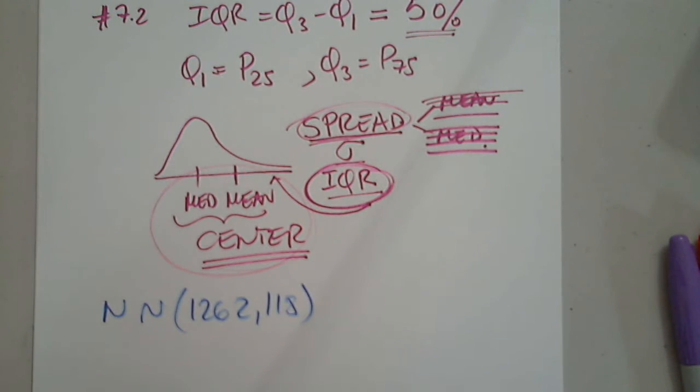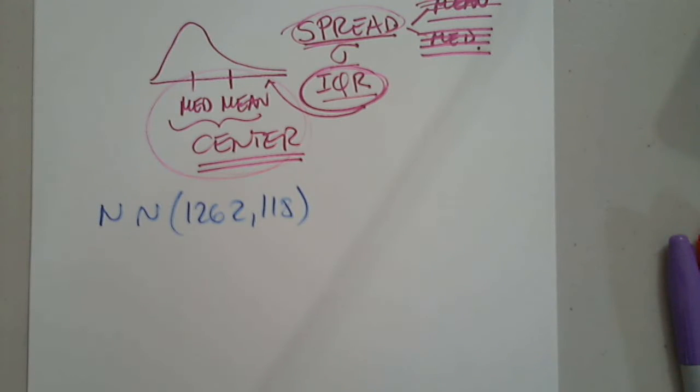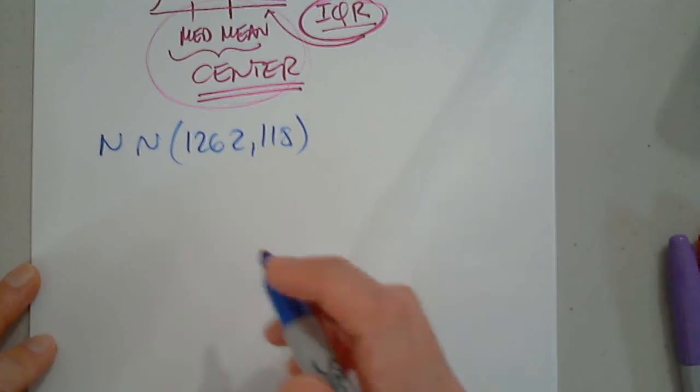So I made a note: normal distribution with mean 1,262 and the standard deviation. Determine the 30th percentile for the number of chocolate chips in a bag. Excellent question. So we want to determine the 30th percentile. I don't think we did a problem like this in class.